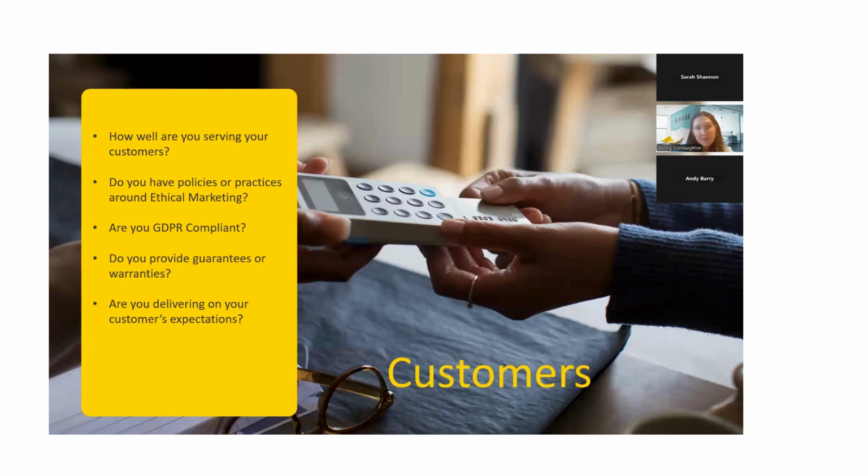And then your customers. So, obviously we would like to think that we're always treating our customers well, but many businesses profit by not treating customers well, and we've seen this with mobile phone companies and gyms, etc. So how well are you serving your customers? Do you have policy or practices around ethical marketing? Are you GDPR compliant? Obviously, in this market, we have to be, but are you following the legislation in other countries? Do you provide guarantees or warranties? And are you delivering on your customers' expectations?